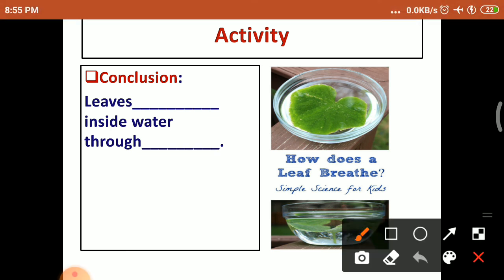And the conclusion: from this observation you have to conclude what you understood. I hope you understood how to do this activity. For this activity, you have to take a glass bowl, a leaf, water and a small stone. First, fill the bowl with water. Then pluck some leaves from the tree and put them into the bowl. And you have to check.